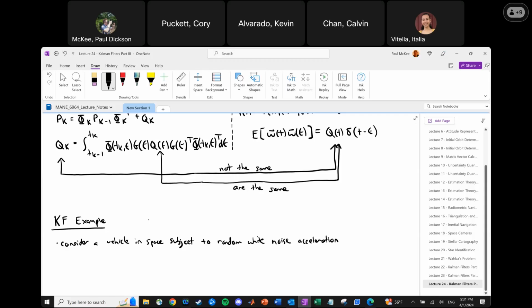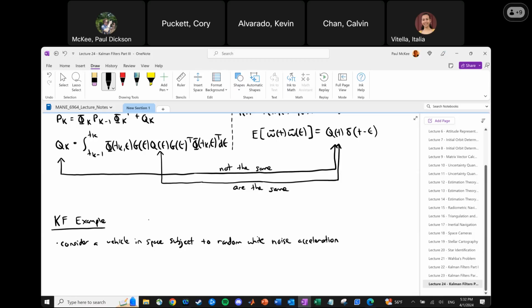So this vehicle is not accelerating under the effect of gravity, because if it was, we would need to model that. This is simply a particle in space or even a spacecraft in space with no planets anywhere near it. It's just sitting there and it is accelerating completely at random. You can think of it as just noise, right?